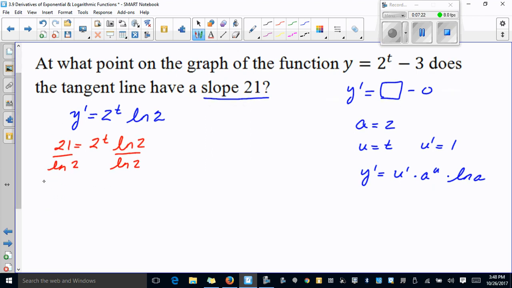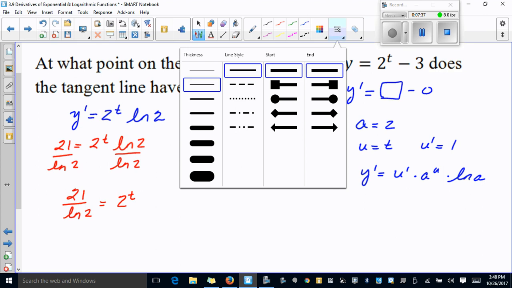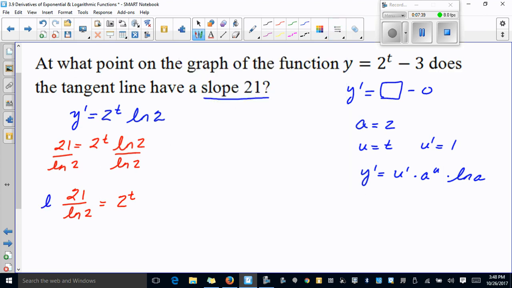Now I'm going to do the natural log of each side. So I have natural log of 21 over natural log of 2 equals the natural log of 2 to the t power. And here is one of the things that we are going to be doing that you'll see over and over again. Natural log is just an exponent, because the question here would be e to what power gives me 2 to the t power. Actually, it's e to this power would give me this.